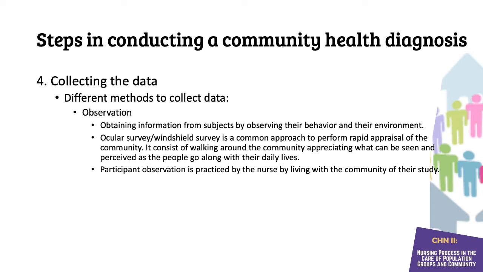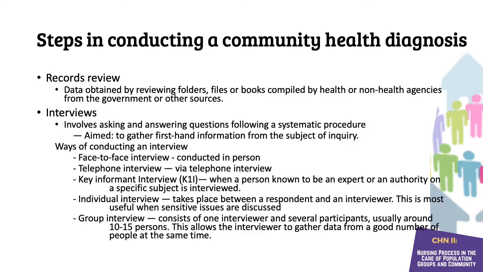Okay, so participant observation is practiced by the nurse by living with the community of their study. Now, another method in collecting data is your records review. So, what is this records review? The recorded health information of a population, you just review it, okay? You obtain data by reviewing folders, files, or books compiled by health or non-health agencies from the government or other sources. From the government, we can get this information from the Department of Health or the local civil registrar's office.